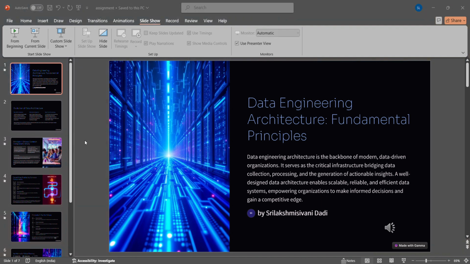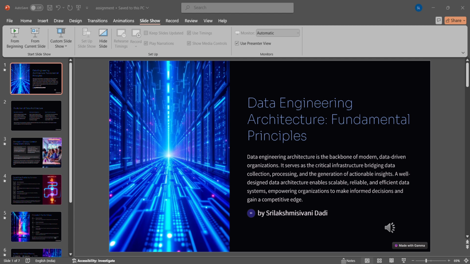Today I am going to explain about data engineering architecture, the fundamental principles. Data engineering architecture is the backbone of modern data-driven organizations. It serves as the critical infrastructure bridging data collection, processing, and the generation of actionable insights.